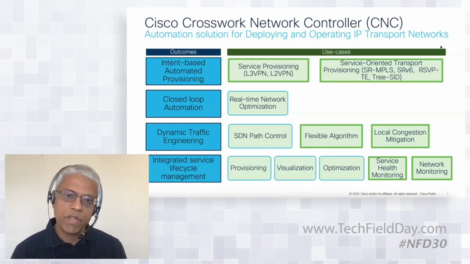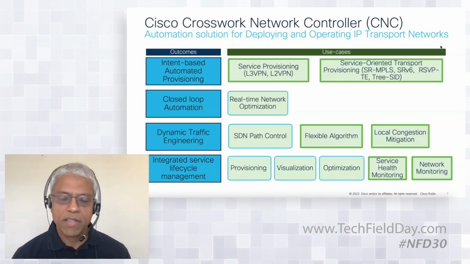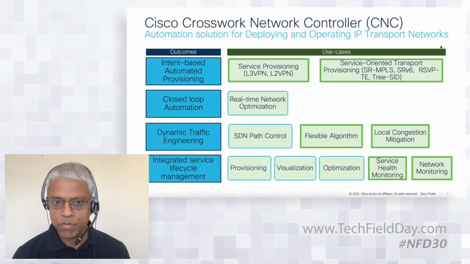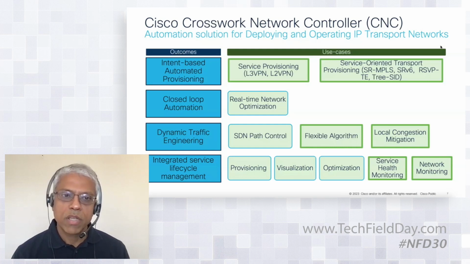If you nail up paths, when the path goes down, you want somebody to go and manually figure out which path. That doesn't work, right? I mean, you'll have hours and days of outage. You really want the network to do this all the time. So that's the real-time network optimization, and that we do through CNC.